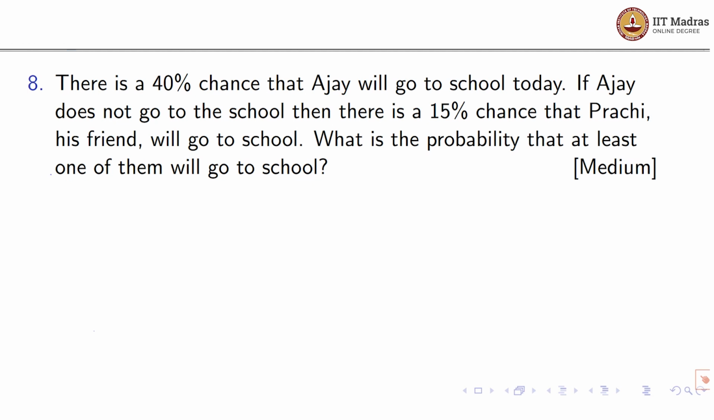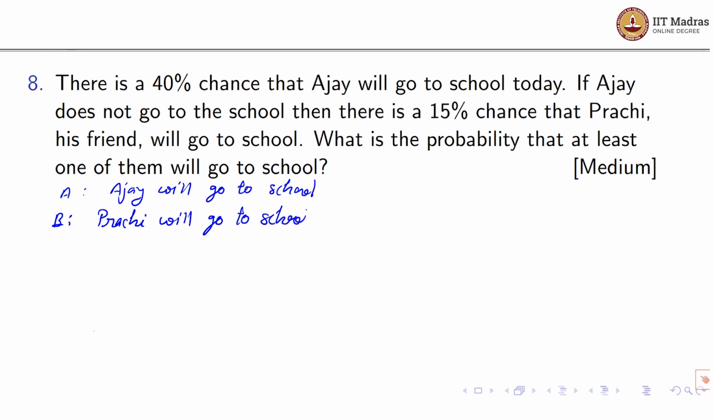So define two events A and B. A I am defining as Ajay will go to school, and B I am defining as Prachi will go to school. Now it is given that there is a 40% chance that Ajay will go to school. That is probability of A. This says that probability of Ajay will go to school is given as 40%.